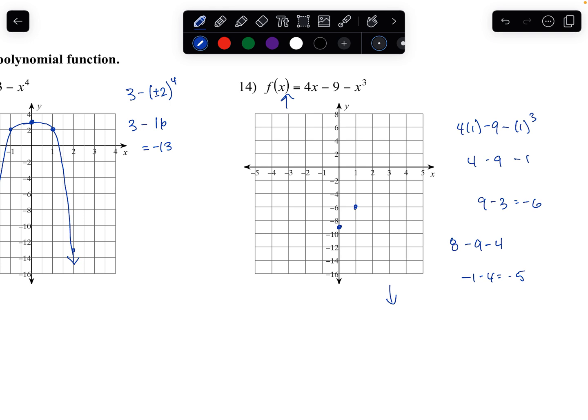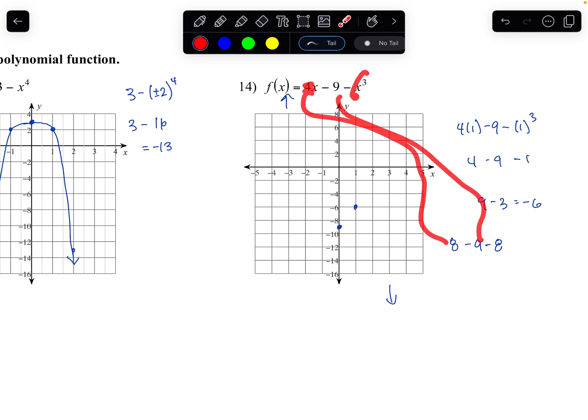So when x is 2, let's see. I'm actually going to use my shortcut, to make sure I'm doing this right, because I feel like I'm doing this wrong. 4 times 2 minus 9 minus 8. 8 minus 9. That's it right there. My math is so bad right now. That's going to be 8. So 2 to the 3rd is 8. There we go. And if I plug in 2 here, that's going to be 8.